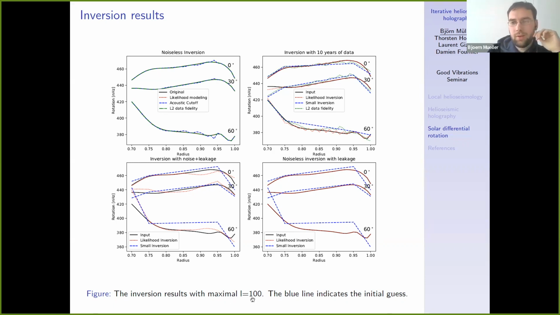And consider we have only taken a maximal L of 100. So for the sun, we have more data, and we can also work with bigger Ls here. And finally, noiseless inversion with leakage again works very well.